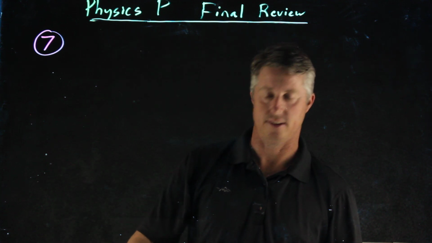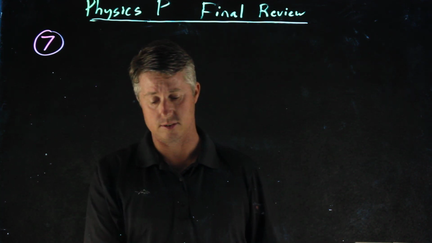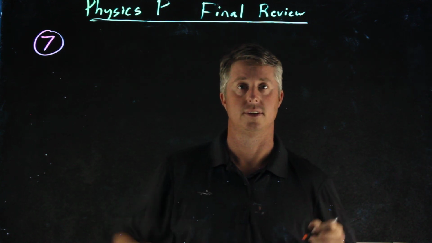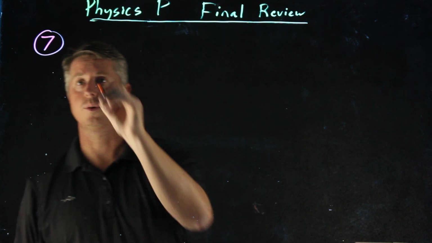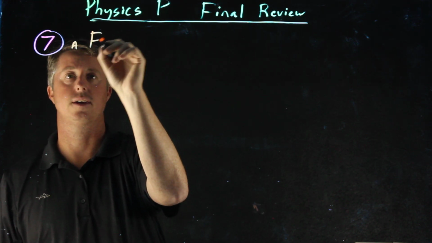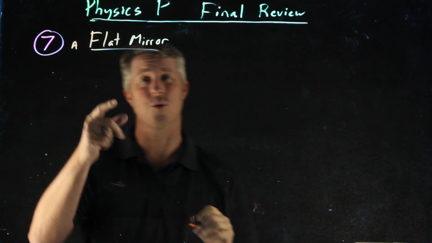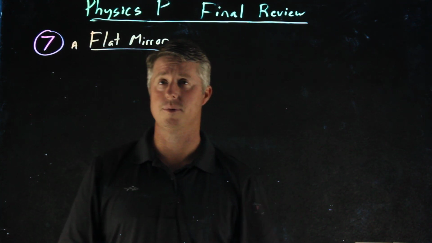Okay, number 7. Number 7, we're now looking at mirrors, lenses, and how light is bouncing around. So we're going to start looking at 7A first. For 7A, this is a flat mirror. Take note what you're looking at. I've had a lot of people confused.